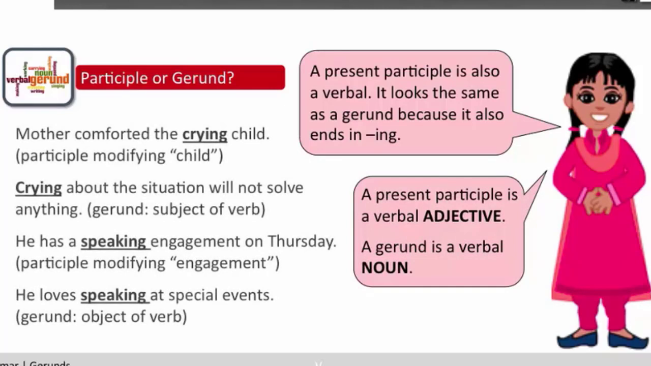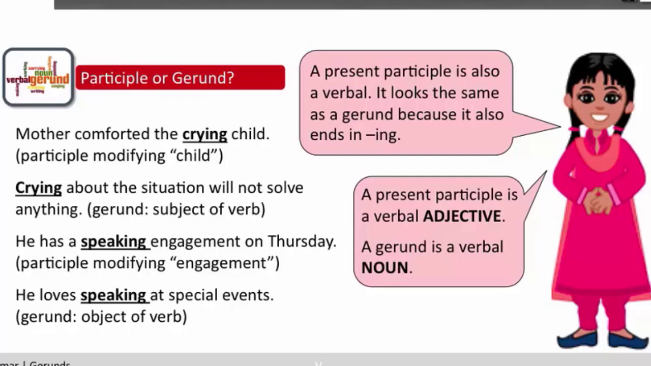Let's look at some examples. Mother comforted the crying child. Crying modifies child. It is an adjective or participle. Crying about the situation will not solve anything. Crying here is the subject of the verb will solve. It is a noun or gerund.